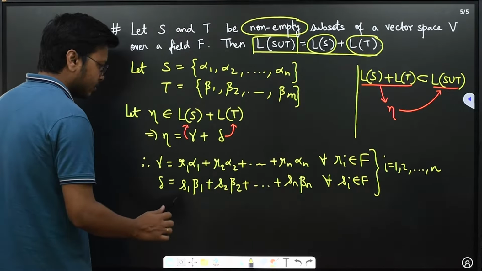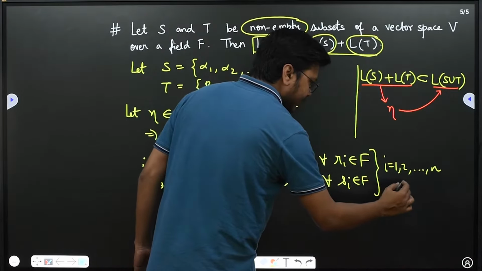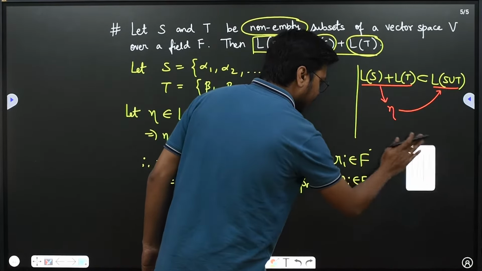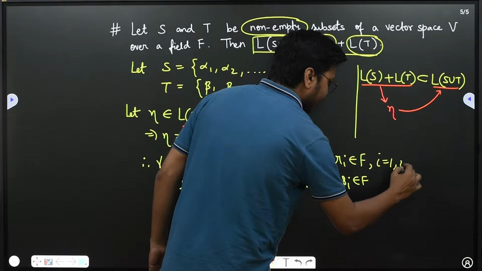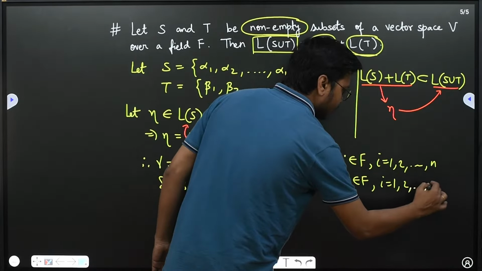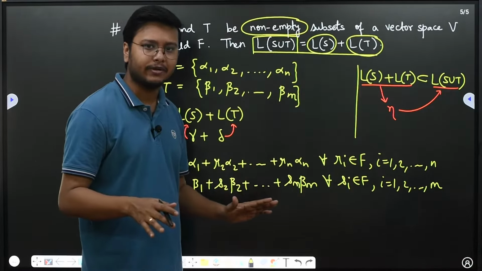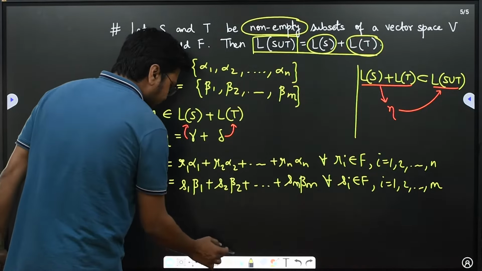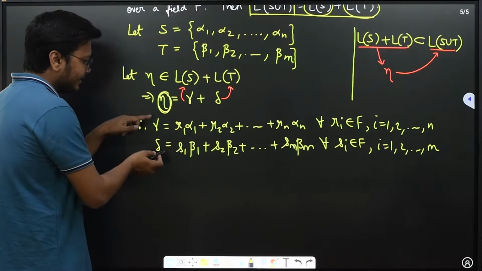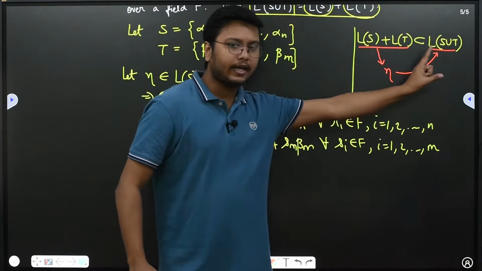So over here I have to make it Sm and beta m, and for the first one I will have i equals 1 to n, and for the second one I will have i equals 1 to m. I have changed the cardinality of the sets to make our approach more generalized. I have taken gamma and delta, so now I have the eta element. Eta is the addition of these two elements, and I need to show that eta belongs to L of S union T.